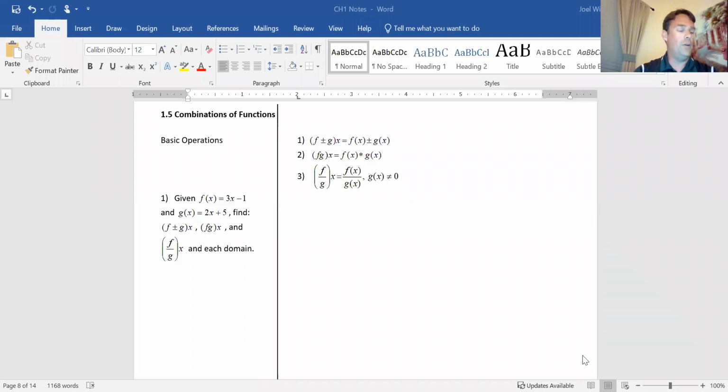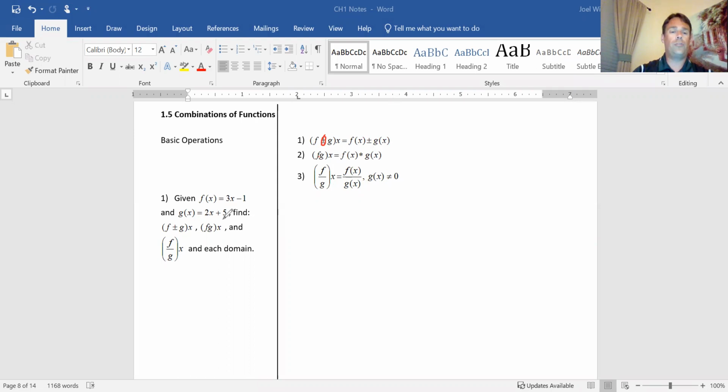Today we are dealing with combinations of functions. On combinations of functions, you can do a few different things. If you look here with me, we can add and subtract them. We can multiply them. A lot of times you'll see this like f of x times g of x, or you can divide them.